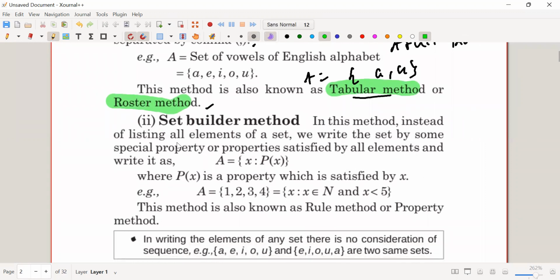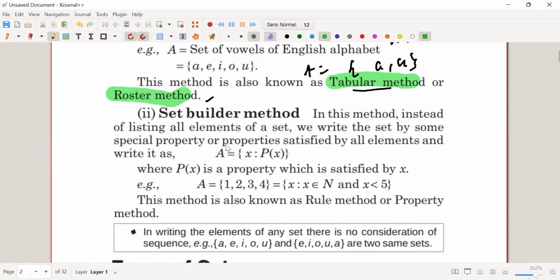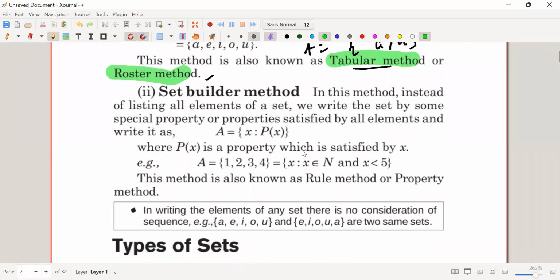Set builder method. In this method, instead of listing all elements of the set, we write the set by some special property satisfied by all elements and write it as A equals {x : P(x)}, where P(x) is the property which is satisfied by x. Example, A equal to 1, 2, 3, 4.